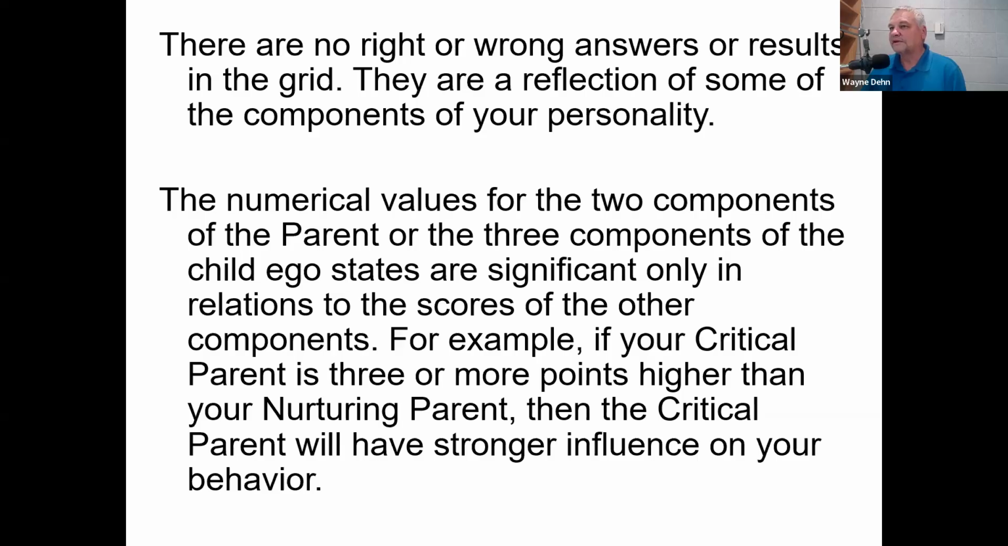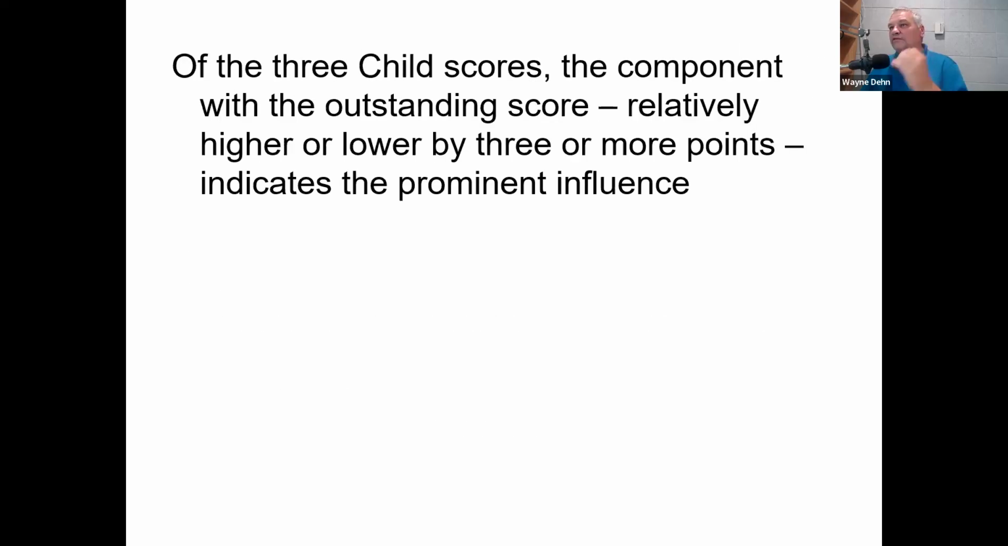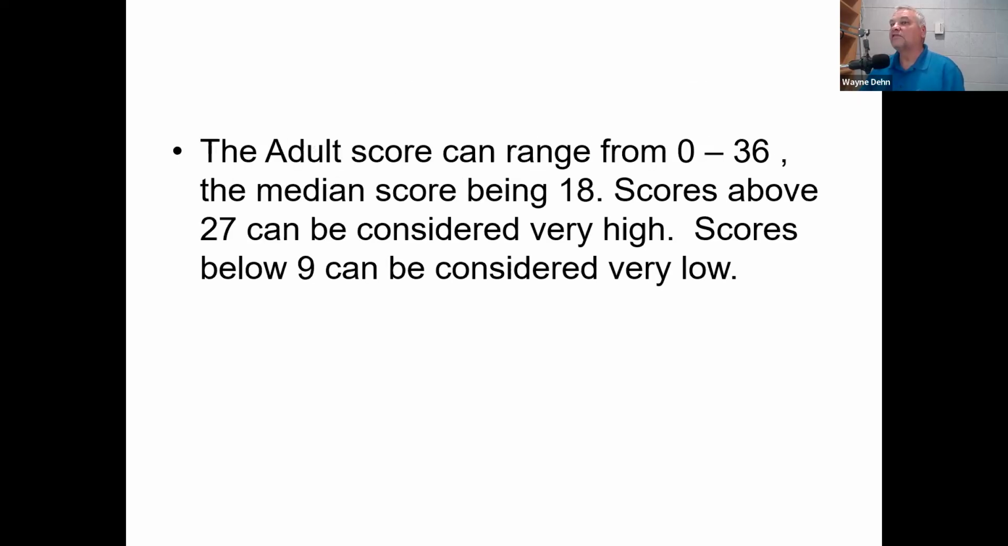Okay. So now of the child scores, the component with the outstanding score, and don't ask me why, I don't know how they scored this, is the one that is either relatively higher or lower by 3 or more, which indicates the prominence of influence. So when you look at your child scores, the one that is either 3 or more higher or lower is your dominant style. The adult scores that you get could range from 0 to 36, with the median being 18. Scores above 27 are considered very high in the adult. Scores below 9 are considered very low.